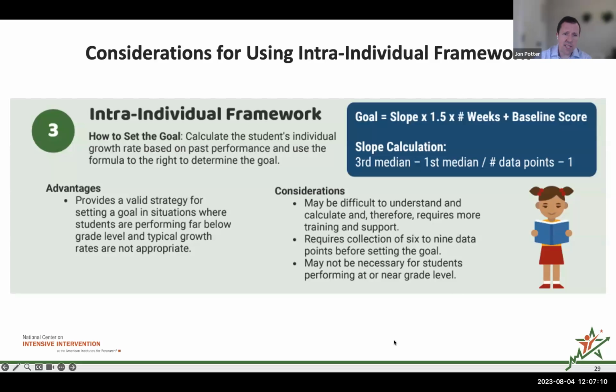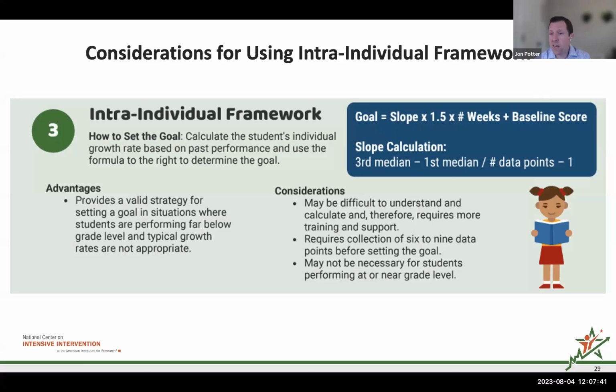So this goal, it's a valid strategy for setting goals for kids that are far below grade level. But considerations, it's difficult to understand, to be honest. It requires a little bit more training and support in calculating it. It's a complex formula. It requires having some baseline data, 6 to 9 weeks, to be able to know what the student's growing at. And to be honest, it's not necessary for students performing at or near grade level. Again, kids at tier 2 that are just a little bit behind, they don't need that level of detail. Just set the goal at the benchmark and move on.